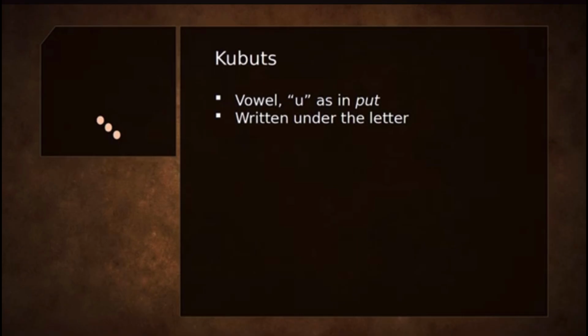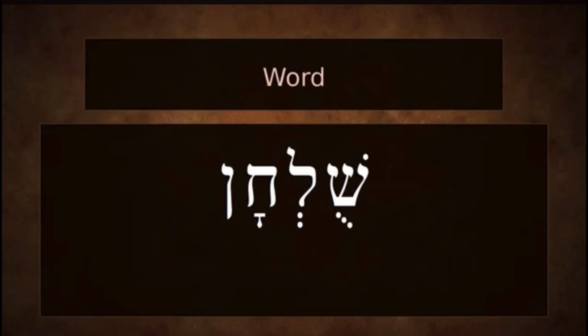Kubutz is by far the least common vowel in Hebrew, so you will not encounter this vowel very often. Here is one of the more common words that uses the kubutz. This is a shin with a kubutz underneath. After that is a lamed with a shva underneath. Then a chet with a kamatz underneath. And at the end is a final nun.